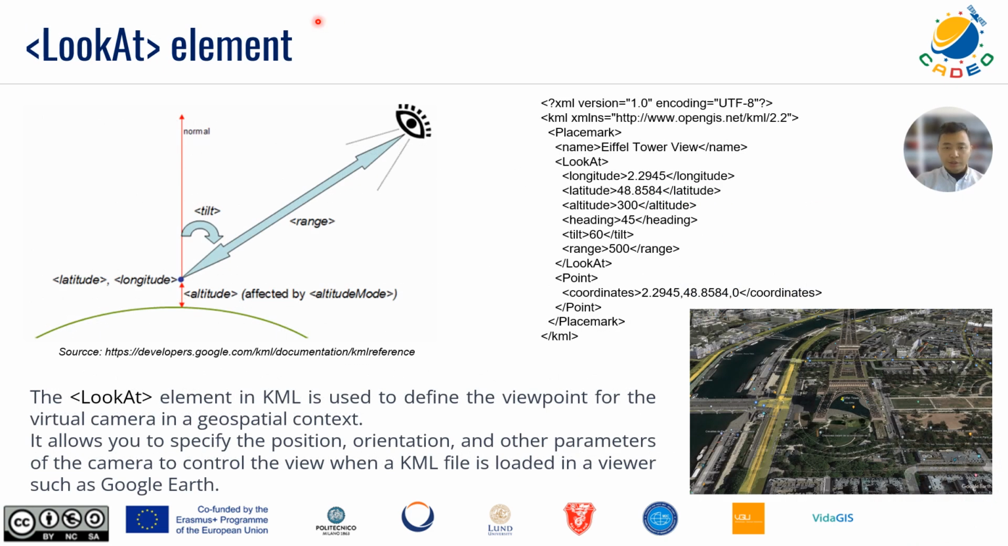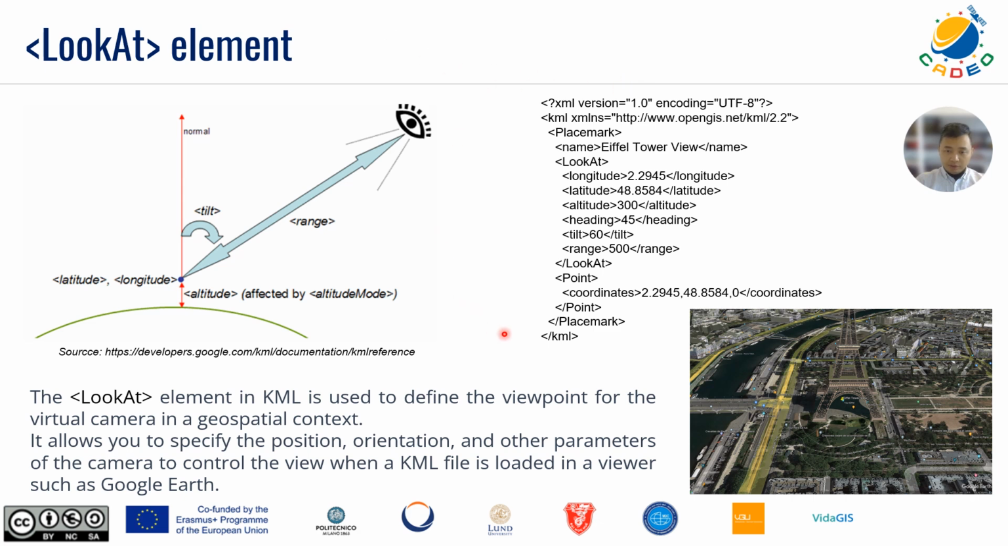We look into this specific example with the look-at element. In KML, we have one element named look-at. It is used to define the viewpoint for the virtual camera in a geospatial context. This element allows you to specify the position, the orientation, and other parameters of the camera to control the view when the KML file is loaded in a viewer such as Google Earth. Now I'll explain what we have here.